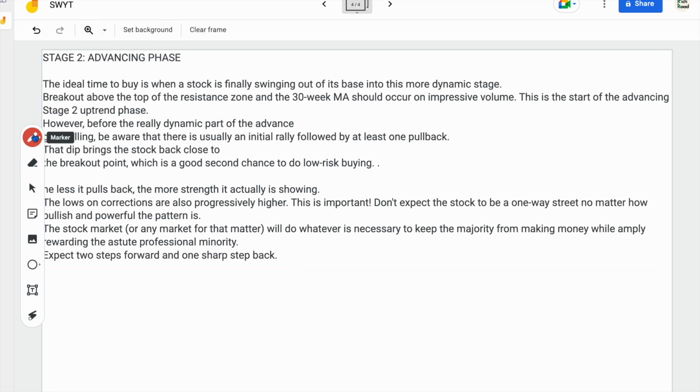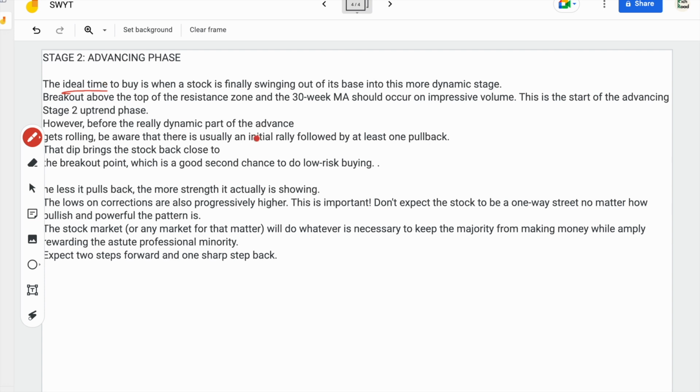Let's see what he's talking about here. The ideal time. See the word. The usage of the word ideal time means you have to time the markets. Even Stan Weinstein is saying that, right? So you are not someone to deny this fact that in order to make big in the markets, you have to time it. There is no other way.